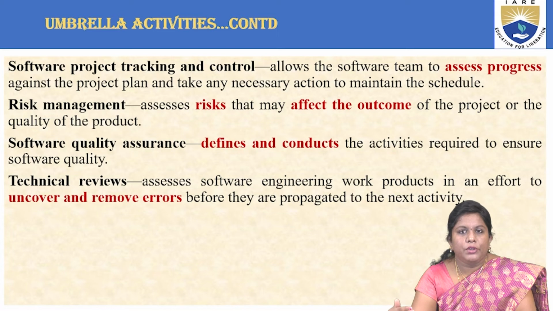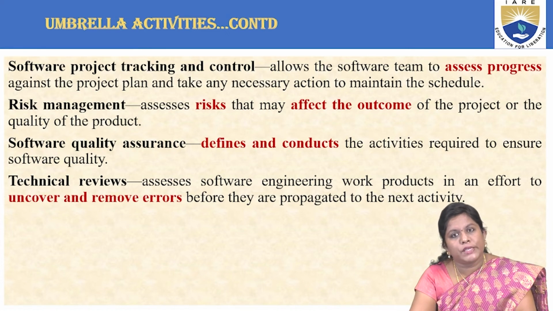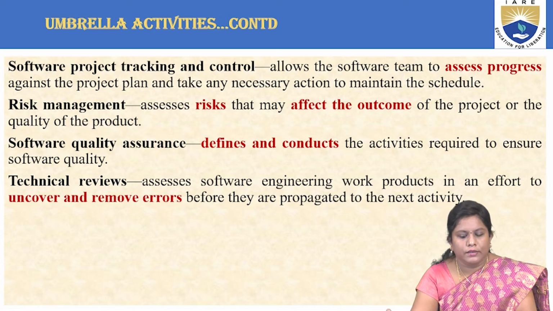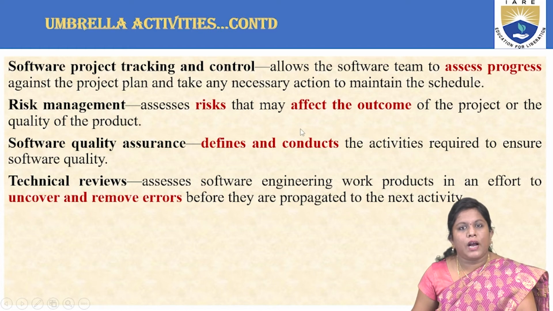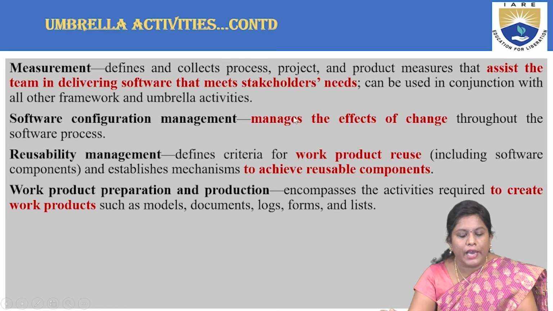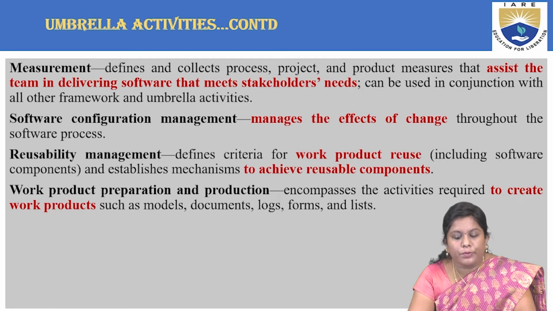That is, every time you have to have some reviews in between before it goes to the final release, so that if you come across some errors, you are able to uncover and remove those errors on a daily basis, or monthly, quarterly, half-yearly. These reviews go on. So moving further, we have measurement. So what is this measurement? It is trying to define, collect, and process project and product measures.